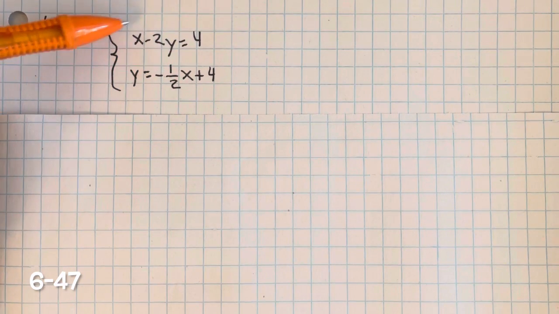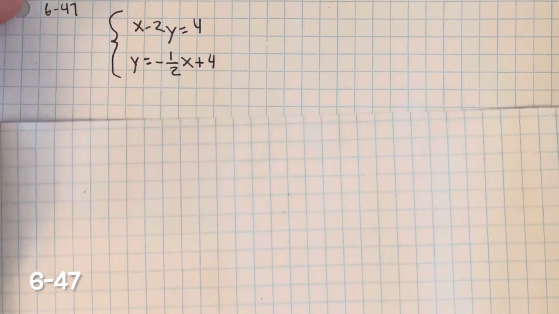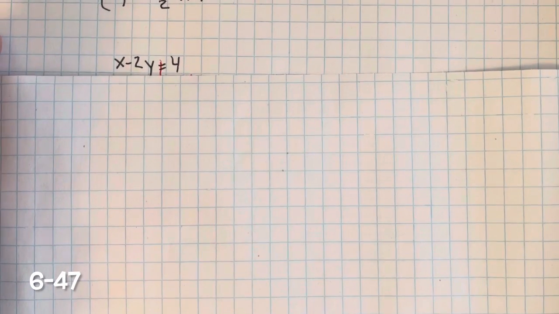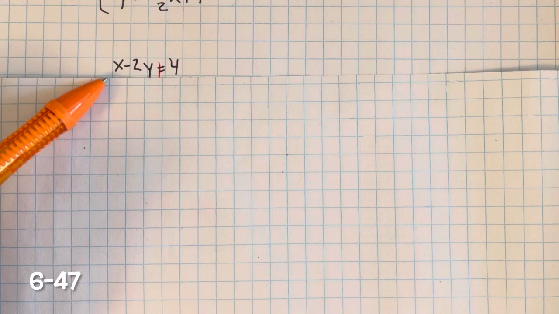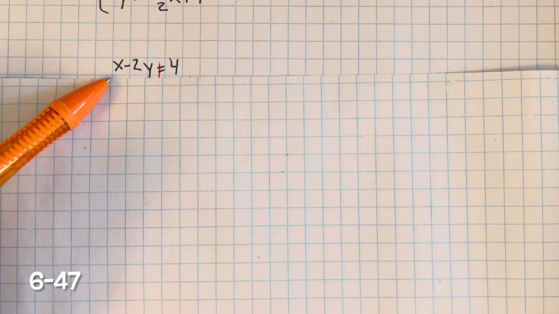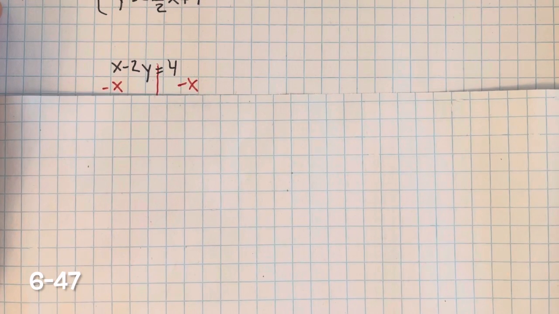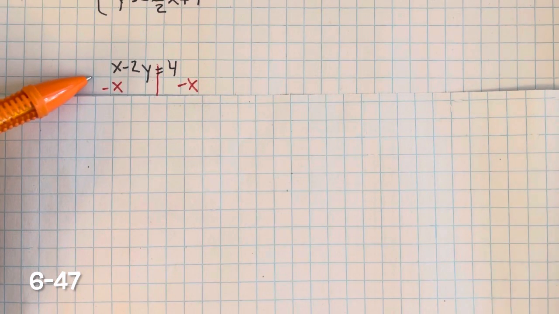So this first equation is not in slope-intercept form. So we're going to go ahead and put that into y equals form. So we're going to solve for y. So first we're going to get the x to the other side. So inverse property of addition is subtraction. We subtract x from both sides of the equation.